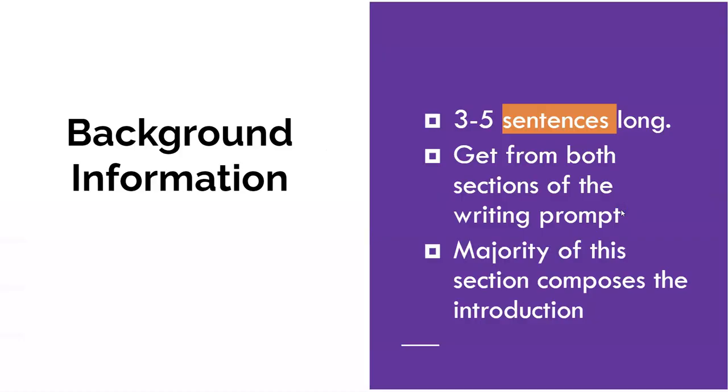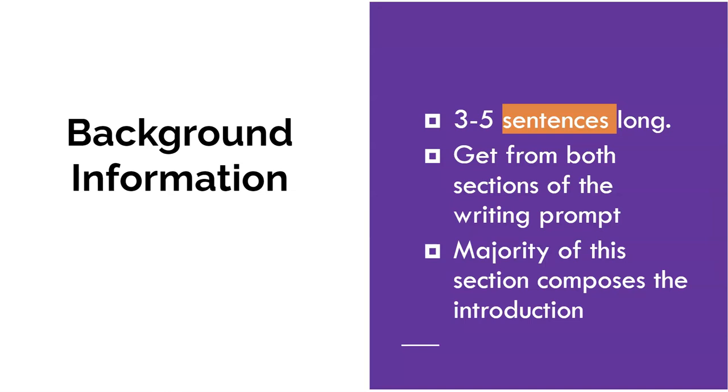Okay, now that we've talked about hooks, let's move on to background information. Background information is 3 to 5 sentences long. Remember, if the hook is only a couple of sentences at the beginning, and then the thesis statement is just 1 sentence at the end of the introduction, that means that the 3 to 5 sentences in the middle for the background is the biggest part of your introduction.